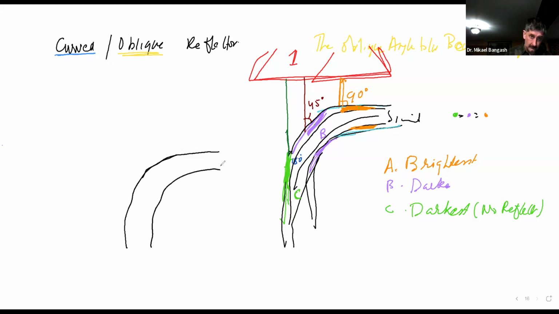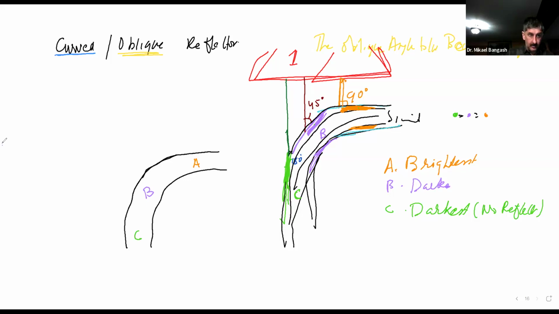Just so we know, this point here is still what we previously called C. This point here is still what we call B. And this is still what we called E.